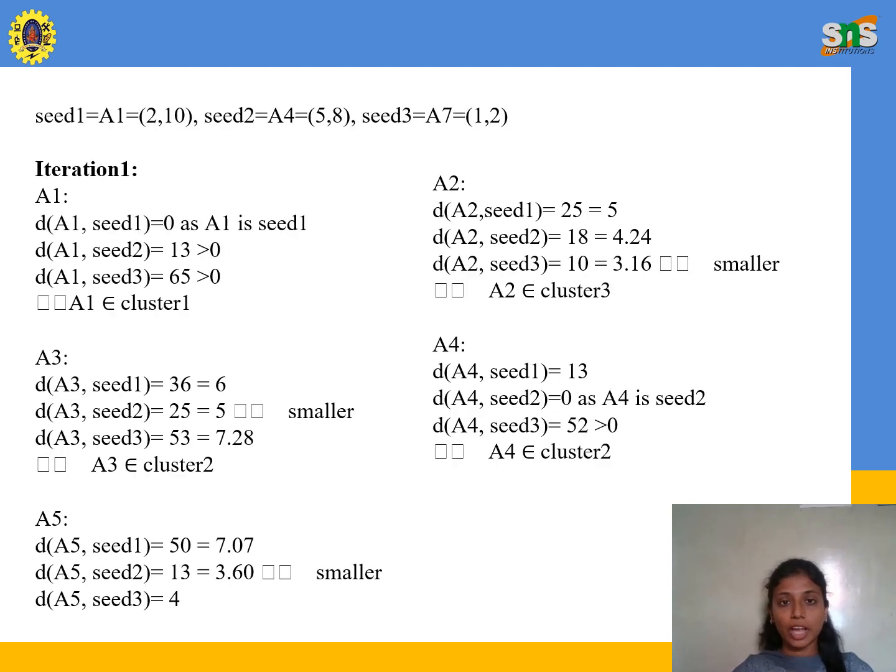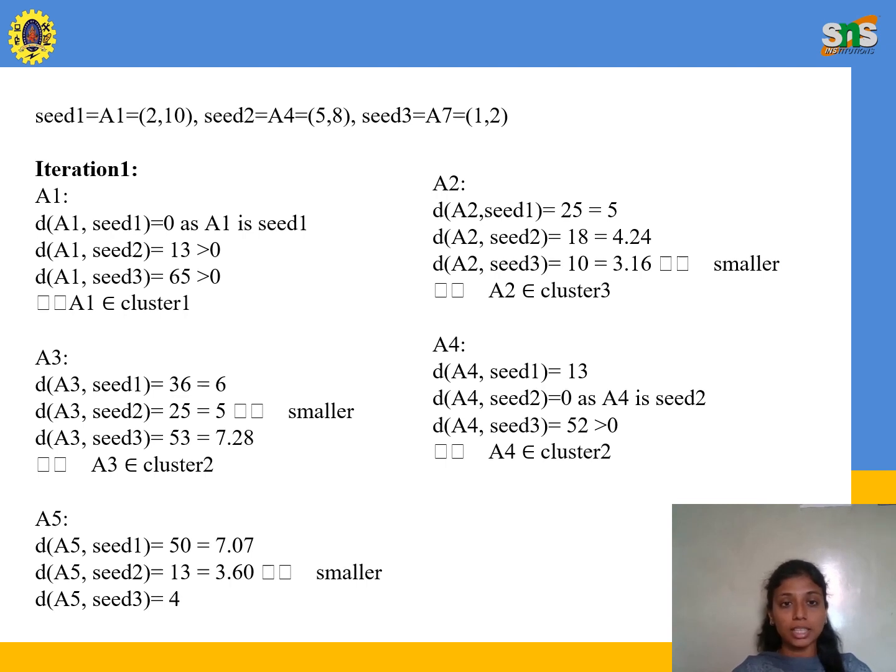As the first step, we have to take the centers. Here C1, C2, C3 represent the centers. We have 3 centers, that is A1, A4 and A7. Then we get into iteration 1. We are using the Euclidean distance formula, the square root of (x2 minus x1) the whole square plus (y2 minus y1) the whole square. By using this, we are going to see which has the smallest value.